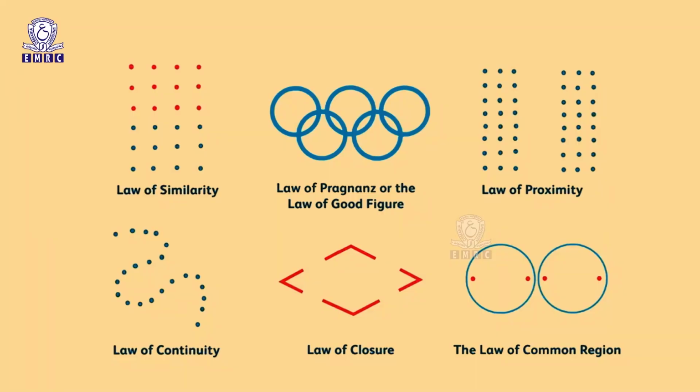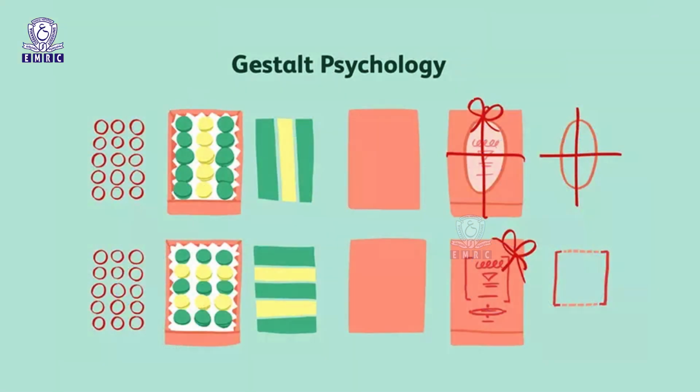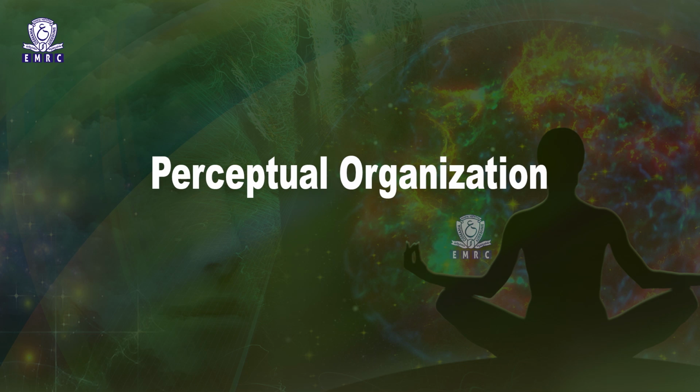Gestalt psychologists translated these predictable principles by which we organize sensory information, and as a result, Gestalt psychology has been extremely influential in the area of sensation and perception. The processes by which we structure the input from our sensory receptors is called perceptual organization.